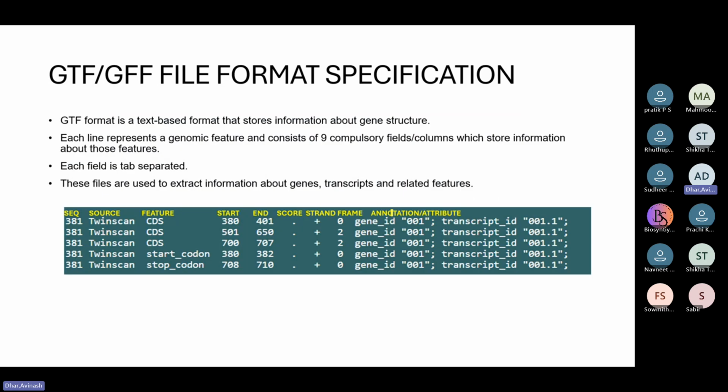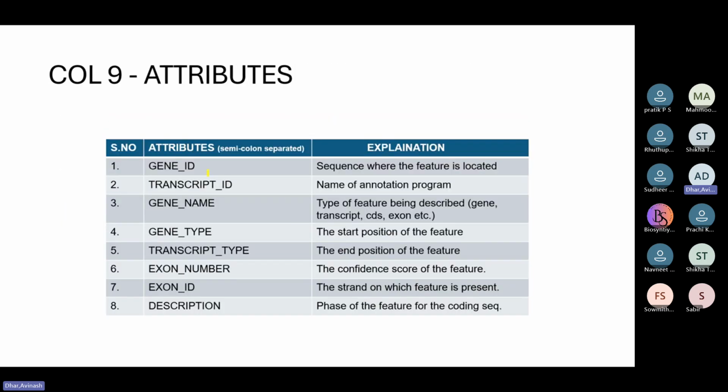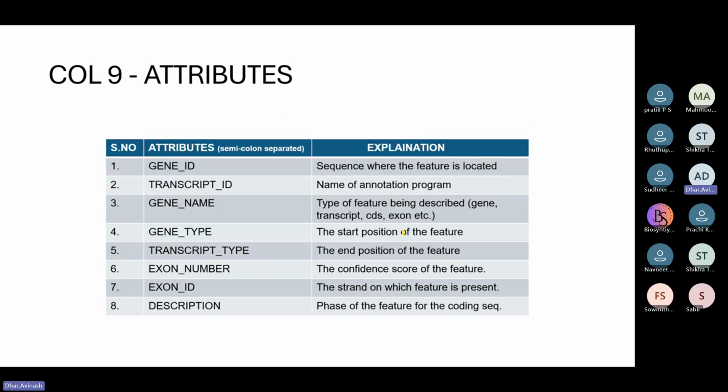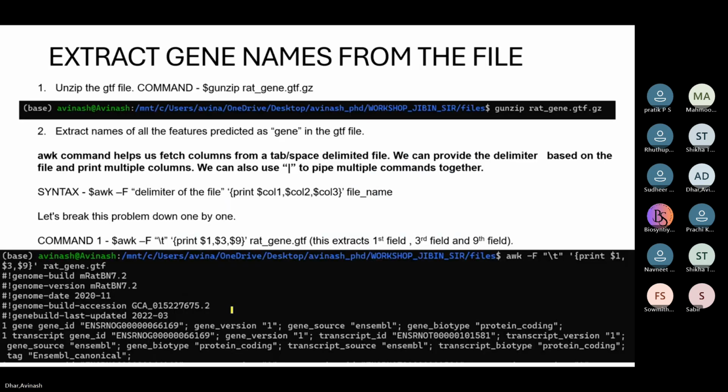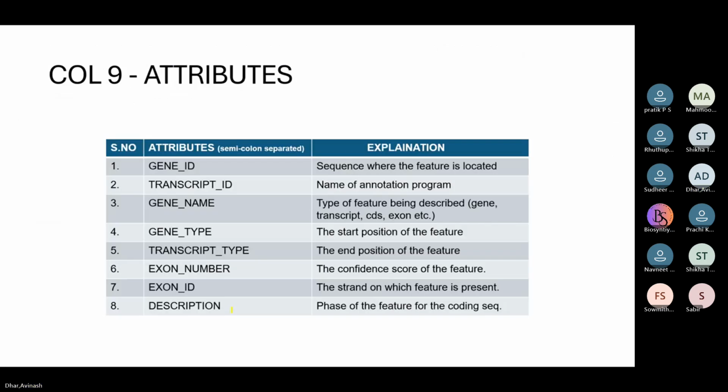So these are our main columns, the 9 main columns. This is our attribute column. So all the information that can be present in this particular column is, you would have your gene ID, you would have your transcript ID, you would have the gene name, gene type, transcript type, exon number, exon ID, description of this gene, like what exactly does it do, the function that this particular gene performs. So yeah, this is our GTF file.